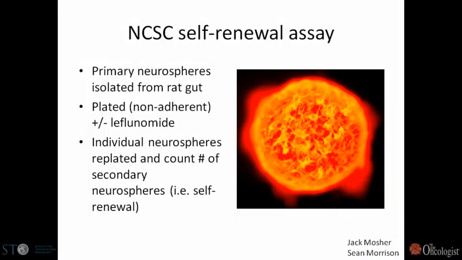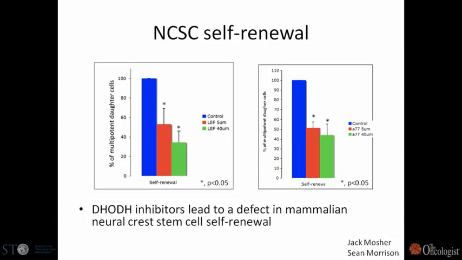Okay, we wanted to find out if this affected mammalian neural crest development, and we worked with Jack Mosher, who's in Sean Morrison's lab, and Sean is one of the world's experts in neural crest stem cells, and he can grow these neural crest spheres. And basically, we plated them with and without leflunomide, because we just decided to use that as our chemical, and then evaluated secondary neurosphere assays as a measure of self-renewal. And what we see here is that leflunomide causes a dose-dependent inhibition of self-renewal. So it's clear that this chemical can affect mammalian cells also, and specifically in the neural crest.